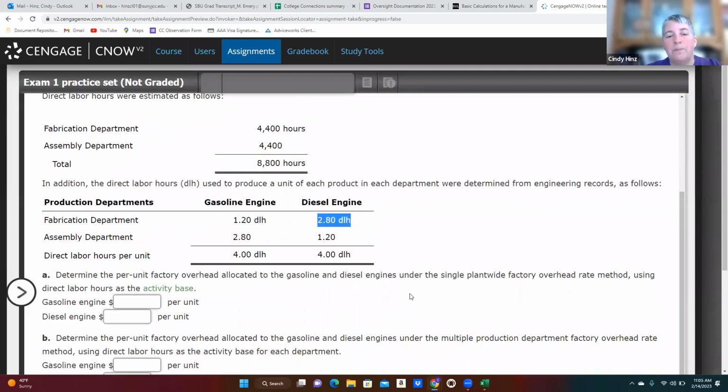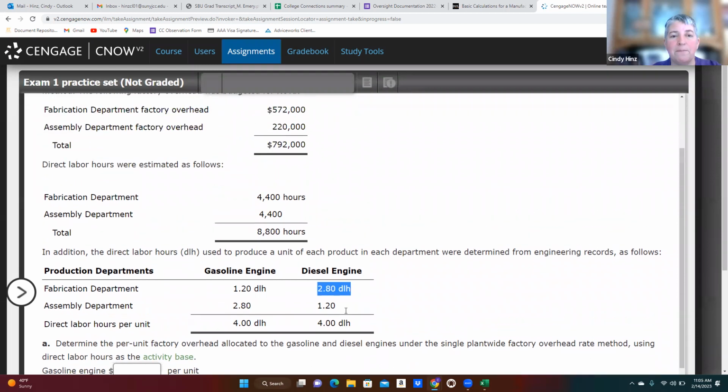Let's look at the numbers. Letter A says determine the per unit factory overhead allocated to the gasoline and diesel engines under the single plant-wide factory overhead rate method using direct labor hours as the activity base.